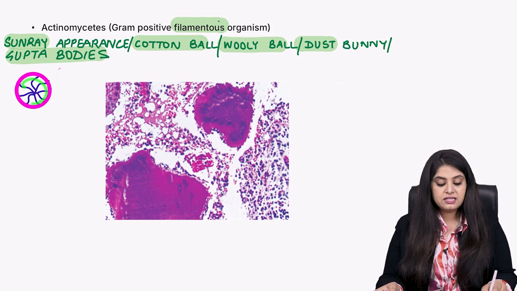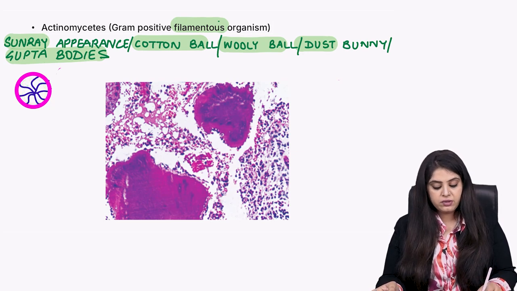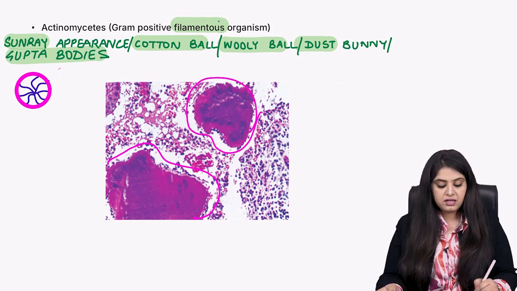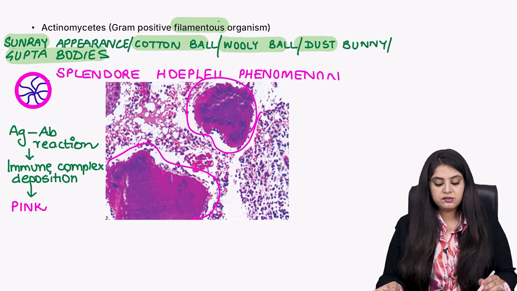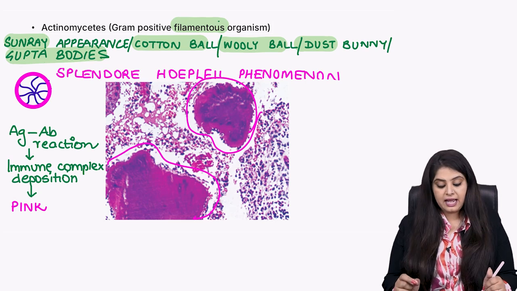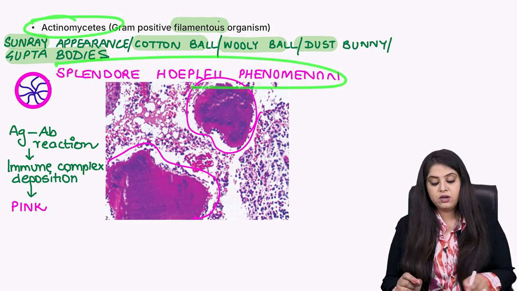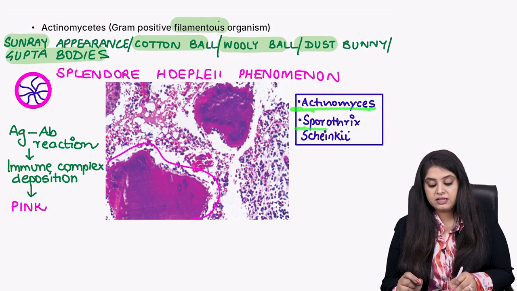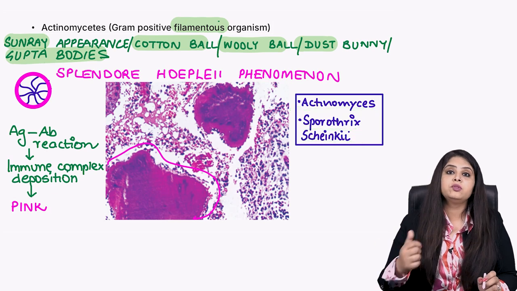So I've seen the bacteria, but then I also noticed that around it there is a pinkish color band that is being formed. What is this pink color band known as? This is called the Splendore-Hoeppli phenomenon. Whatever I'm explaining to you under Actinomyces, that it shows you the Splendore-Hoeppli phenomenon, the same phenomenon apart from Actinomyces will be seen later on in Sporothrix schenckii also.